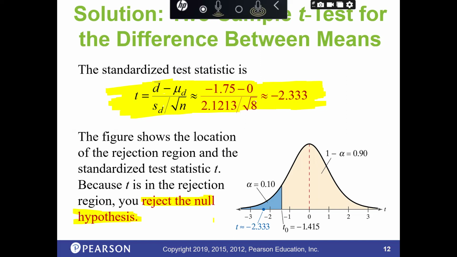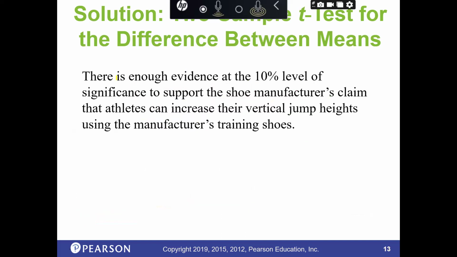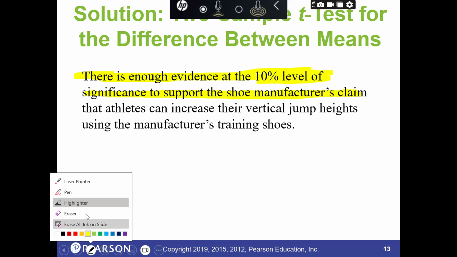Okay, we're good there. So we reject the null hypothesis. I think the claim was the alternative hypothesis, right? Manufacturer's shoe claim was it is actually going to increase the vertical jump of the players. So in this case, yes, there is enough evidence at the 10% level to support the shoe manufacturer's claim. That means on commercials, you'll see it has been proven. Right? You'll see all that kind of stuff in advertising.